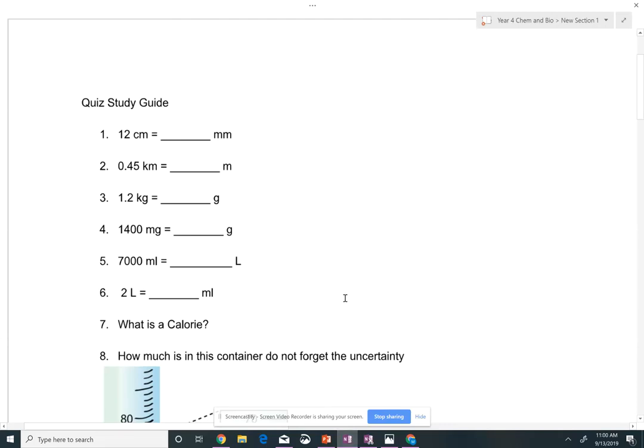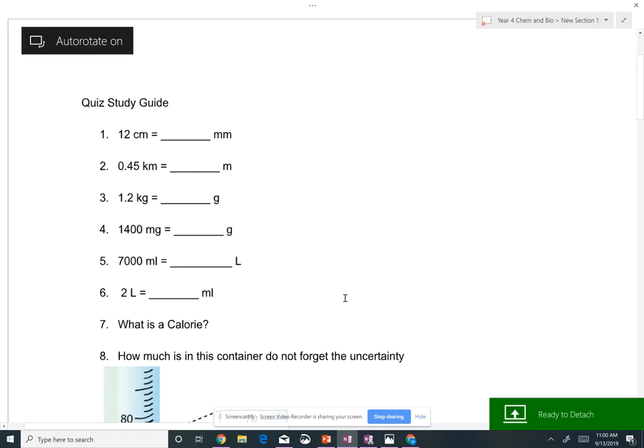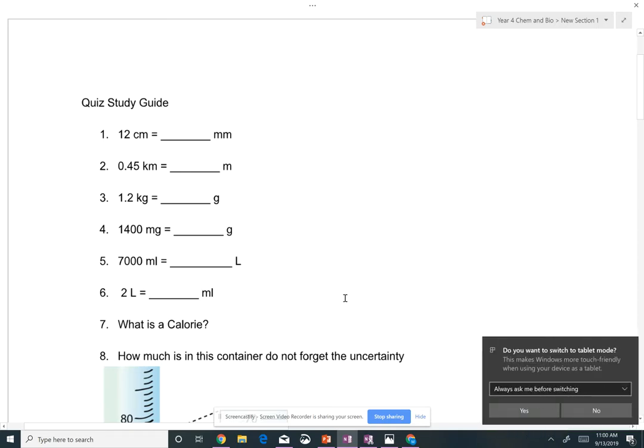Hi, you guys. So I'm going to be going over the quiz study guide and giving you some tips and stuff for the quiz so that you are ready for our quiz on Monday. We're going to get started, talk about the questions that you see on your study guide, and then a few other pointers before you get into the quiz on Monday.